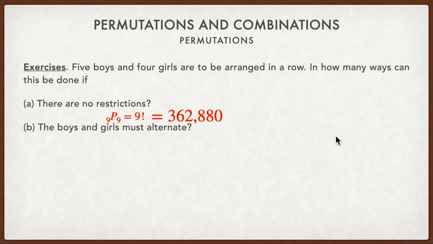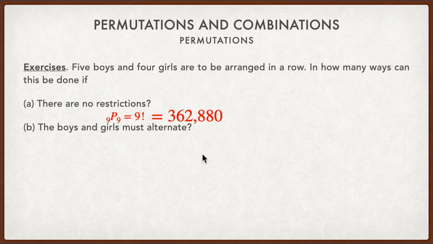Okay, B: the boys and girls must be alternate. So it should look like a boy, girl, boy, girl, boy, girl kind of scenario. Imagine this arrangement of boys and girls being alternate. So we must have boy, girl, boy, girl. It will look like 5 times 4 times 4 times 3 times 3 times 2 times 2 times 1 times 1. I will give another video to explain how this happens.